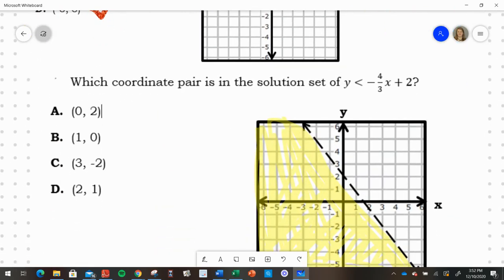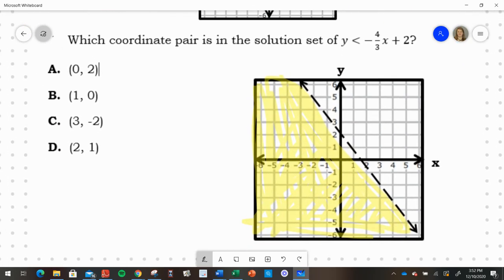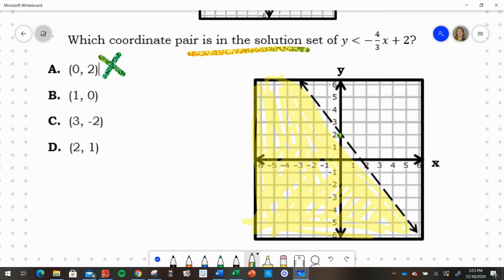Now it gets a little bit trickier with a dashed line. So for example, here it says which coordinate is in the solution set for y is less than -4/3 x plus 2. If I'm looking at (0, 2), notice (0, 2) is right there. It is on the line, but because that line is a dashed line, it's not part of the solution. So remember, only solid line, because dashed line means it does not include those points.